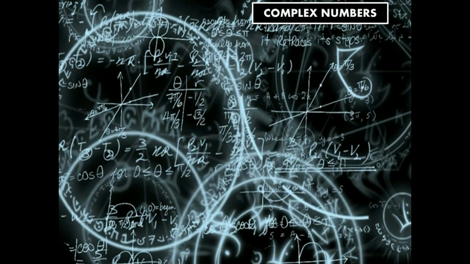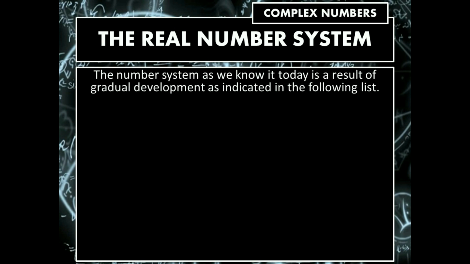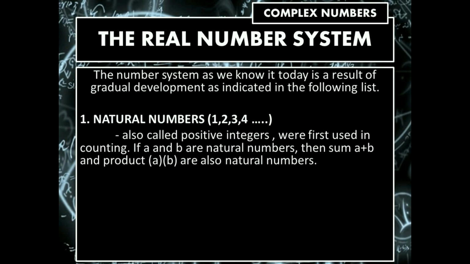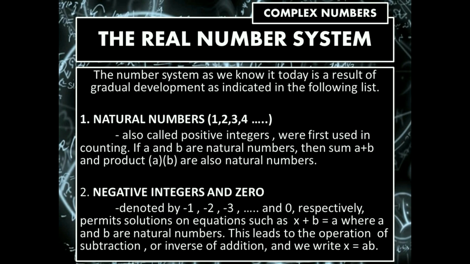Complex numbers. The real number system. The number system as we know it today is a result of gradual development as indicated in the following lists. Natural numbers, also called positive integers, were first used in counting. If a and b are natural numbers, then the sum of a and b and the product of a and b are also natural numbers.